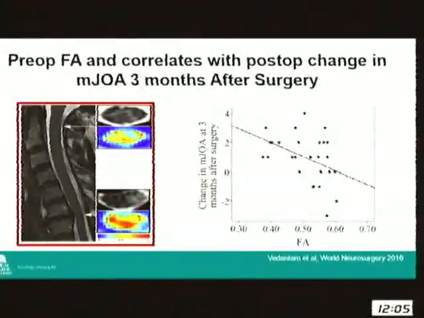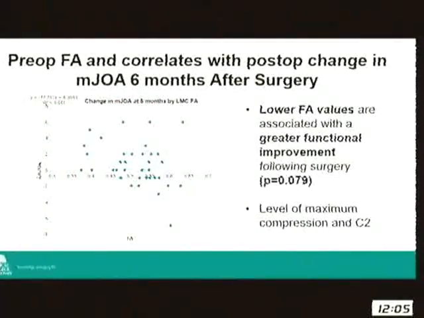Next, we looked after surgery. At 3 months, now this graph here shows the fractional anisotropy on the x-axis, and then the change in MJOA on the y-axis. So preoperative fractional anisotropy correlates with postoperative changes at 3 months after surgery in the MJOA. How about 6 months? Same pattern. Lower preoperative FA is associated with greater functional improvement. Again, P is 0.08, and this again at the level of maximum compression and at C2.